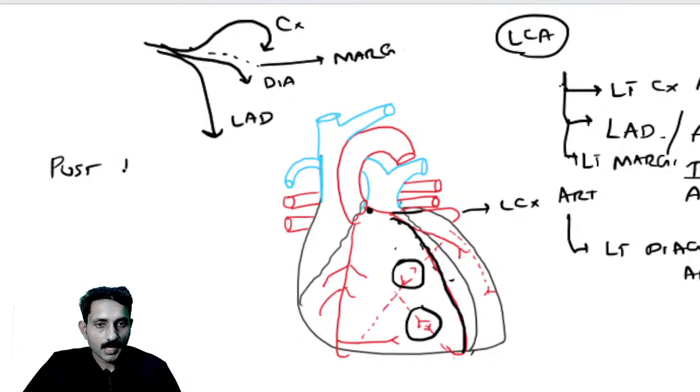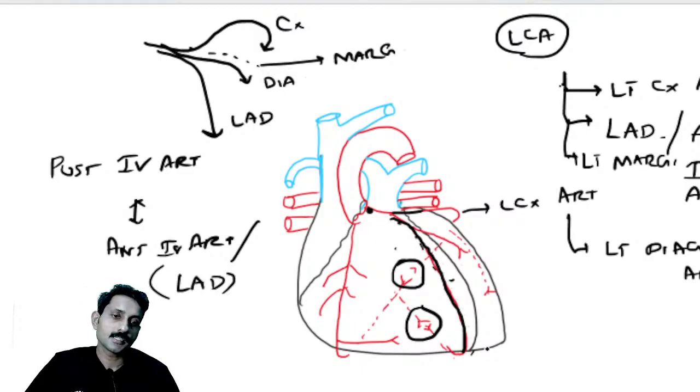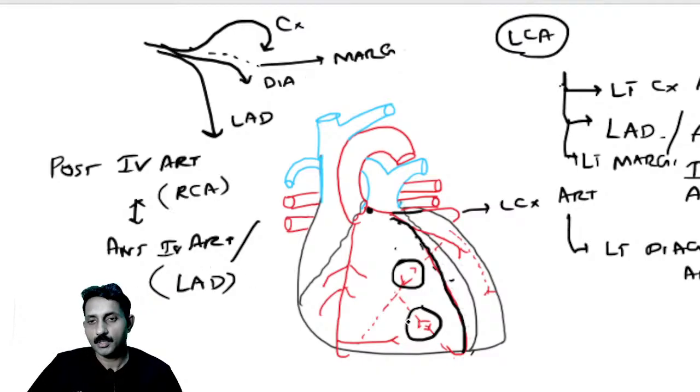Posterior IV artery is anastomosing with the anterior IV artery. Posterior interventricular artery is anastomosing with the anterior interventricular artery. What is the other name for the anterior interventricular artery? It is LAD, left anterior descending artery. Left anterior descending artery will anastomose on this part. Posterior IV artery is a branch of which artery? Right coronary artery. Anterior IV artery is a branch of the left coronary artery.